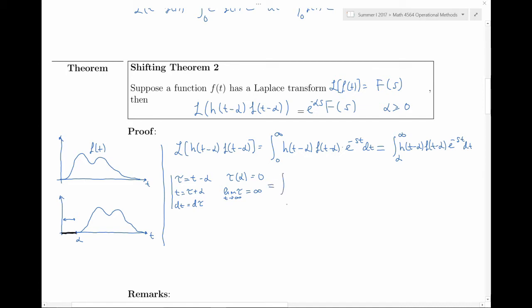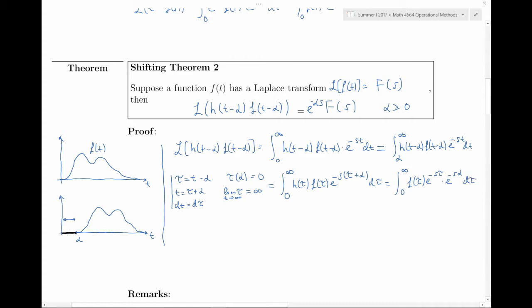Alright, that changes my integral into the integral 0 to infinity. Now it's going to be h of tau f of tau e to the minus s, while t changes to tau plus alpha d tau. Because h of t is 1 when tau is greater than or equal to 0, then that's just simply the integral from 0 to infinity of f of tau e to the minus s tau, and I'm going to break the exponential function apart times e to the minus s alpha d tau.